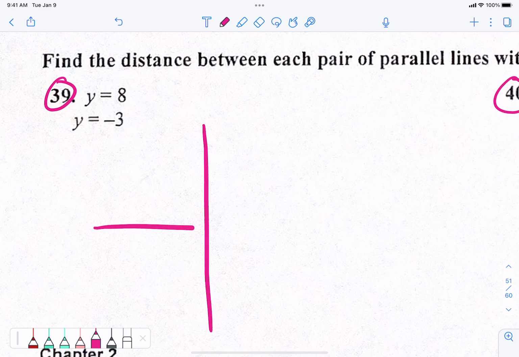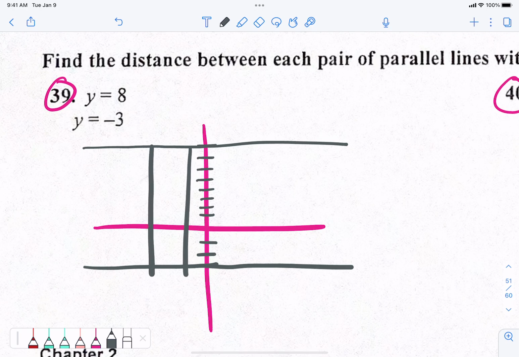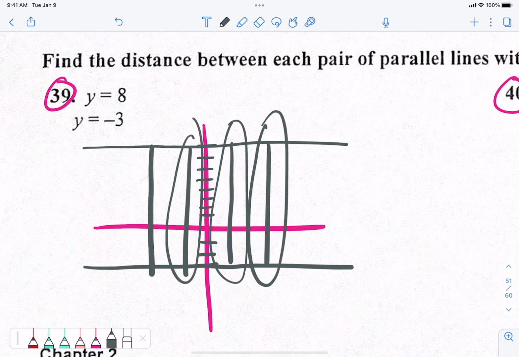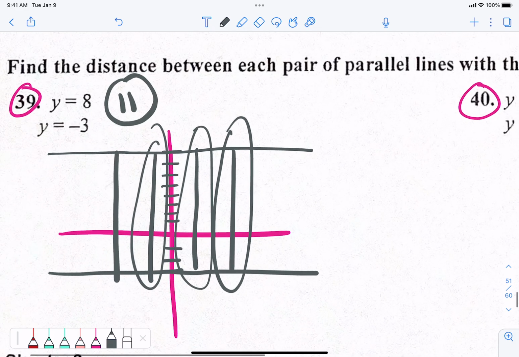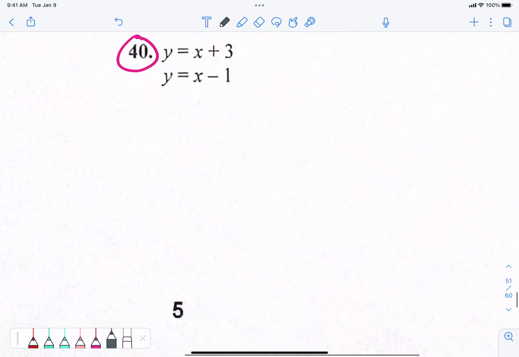39. What does y equals 8 look like when you graph it? 1, 2, 3, 4, 5, 6, 7, 8 on the y-axis and straight across. Negative 3, 1, 2, 3, straight across. So if I'm trying to do the distance between them, I can just go straight up and down, making this look like a ladder. And what's the distance of each one of these? 11. It's going to be 11. Okay, so those I can just count. But this one I can't just count, right? I have to do a little bit more work on this one. Okay, so this one over here.